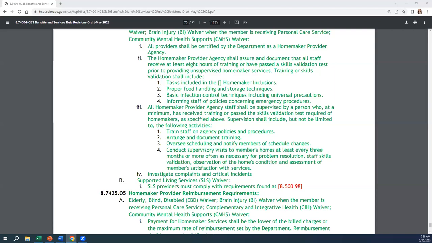Okay, so I want to point out that if I'm providing the service in the SLS waiver, I have to reference now 8.7500, 8.7400, 8.484, and 8.500.98 in order to provide this one service. And so I would really like for the department to take a look at 8.500.98 and consider whether or not they can take that section on provider requirements and incorporate it into the new section on provider requirements, because they're trying to simplify. And so now I have to know five different sets of regulations to provide this one service.